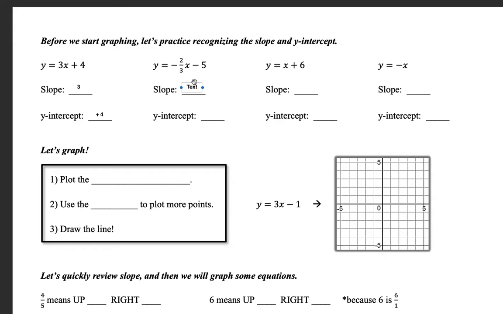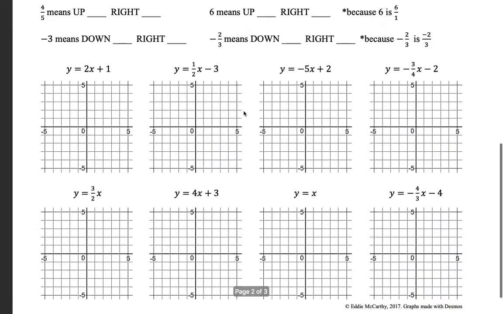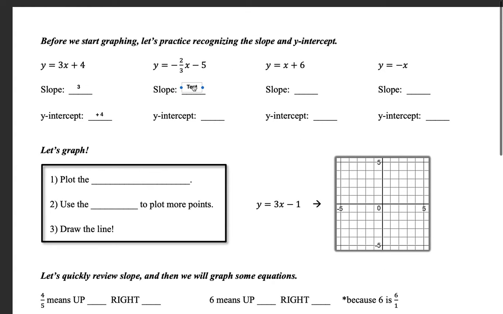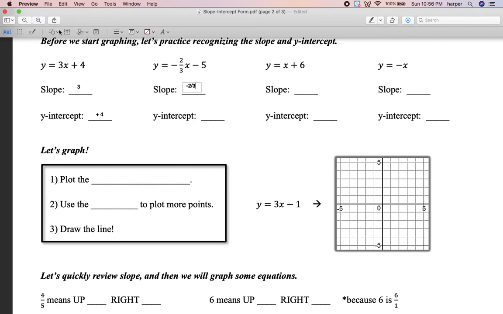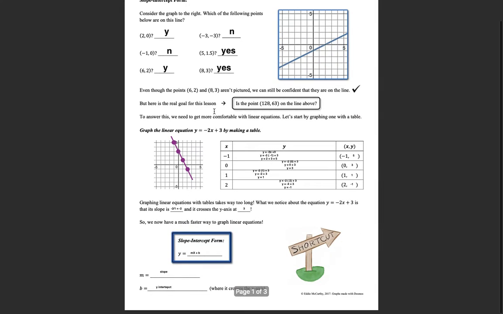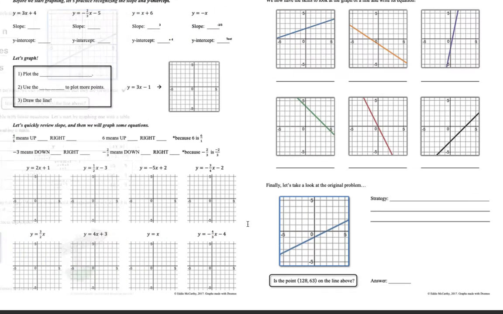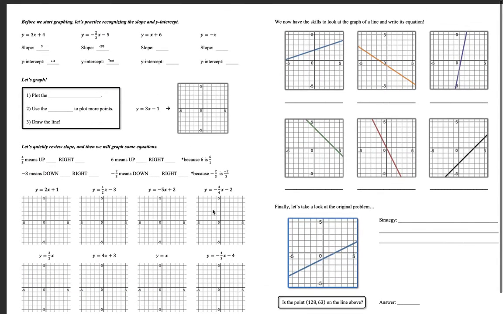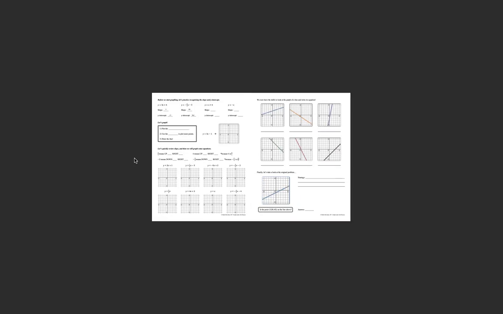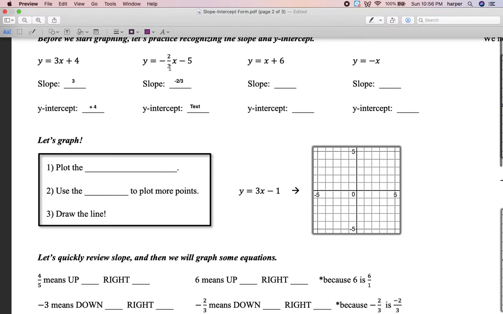So let's keep going. So the slope in this case is -2/3. And the y-intercept, did I skip a page? Okay, I didn't. Okay, the y-intercept in this case is -5.